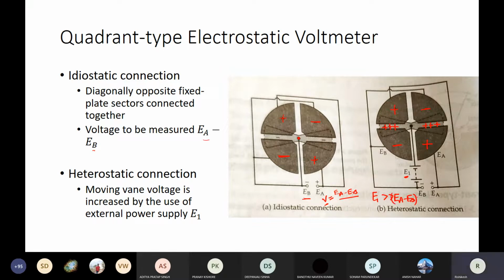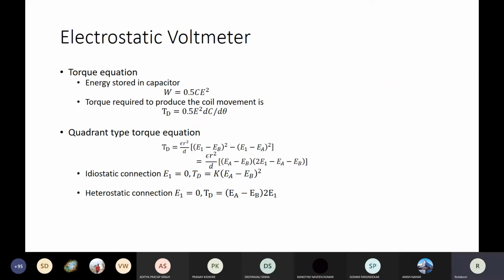Okay, E1 is much higher than the voltage we are trying to measure, and it is an external power supply which is required. You see, in this arrangement, you don't need an external power supply. Here, you need an external power supply, and we will see the advantage associated with using the heterostatic connection. We'll see that. So in this case, one can express.